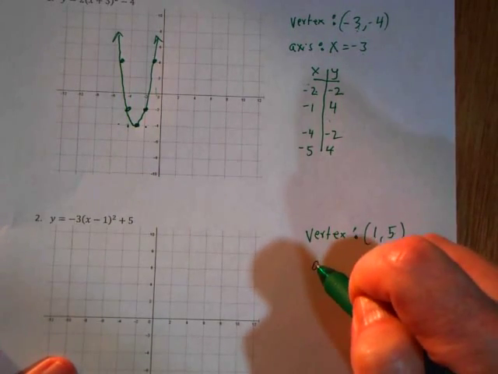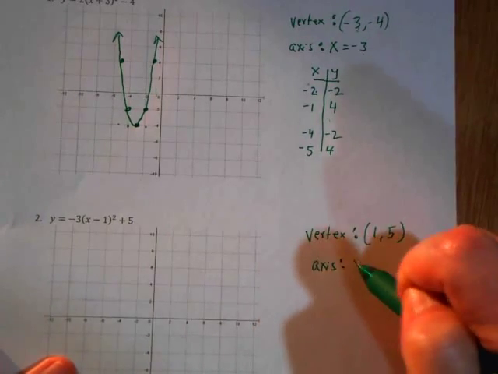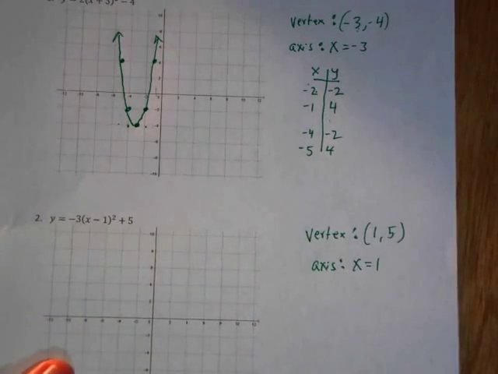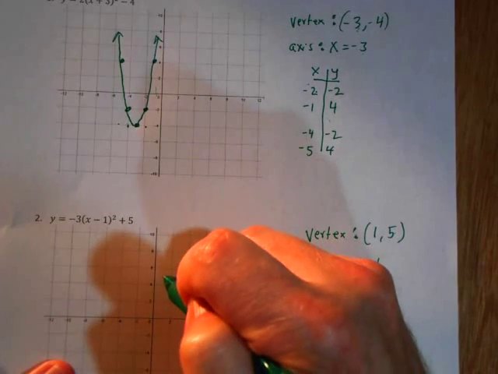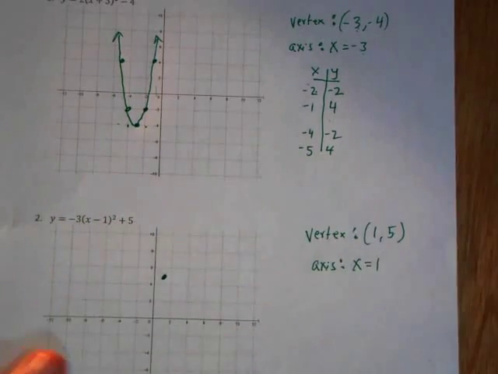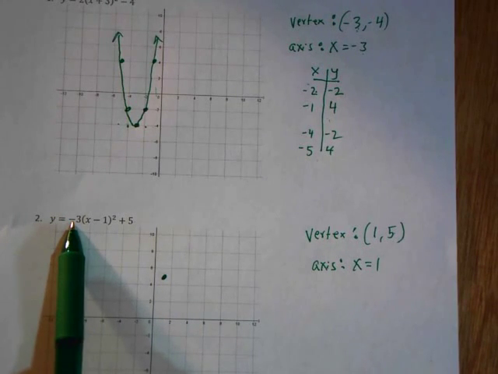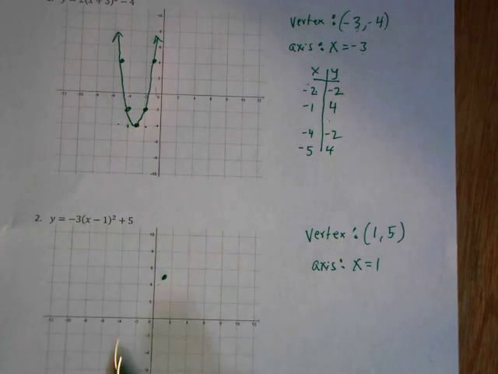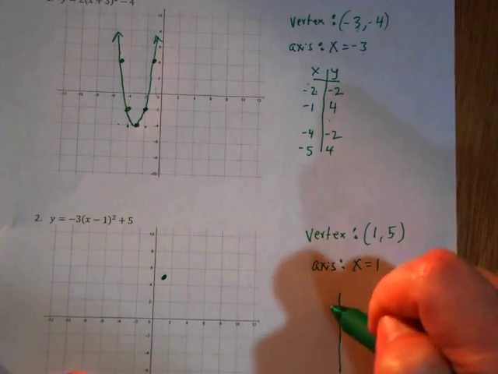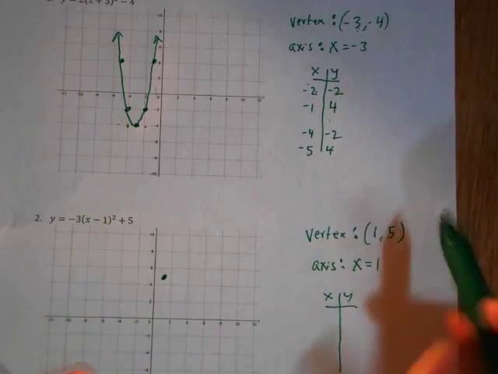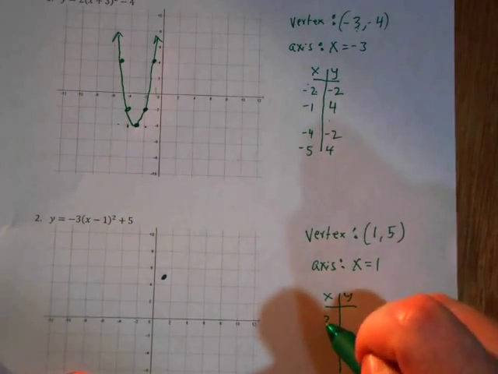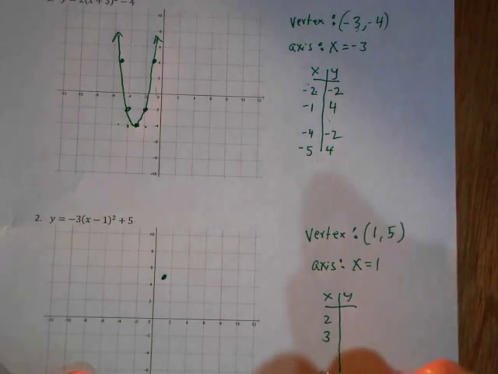My axis of symmetry is x equals 1, whatever that number is right there. (1, 5). The next thing I should know about this parabola, because this is a negative right here, is that it's going to go downward roughly. Again, I'm going to plug in a couple numbers. I'm going to pick a couple numbers bigger than 1 and a couple numbers smaller than 1.